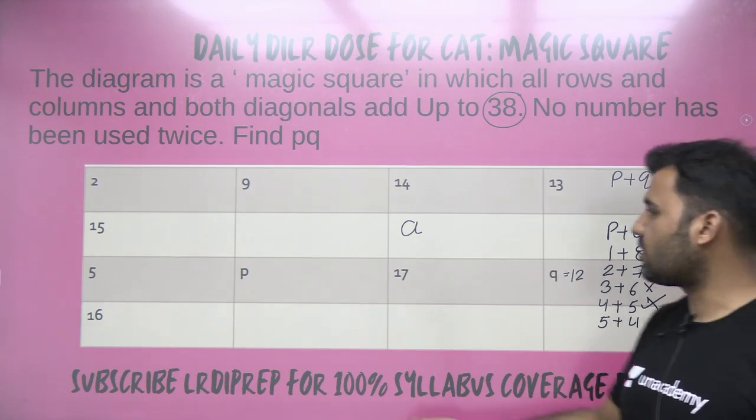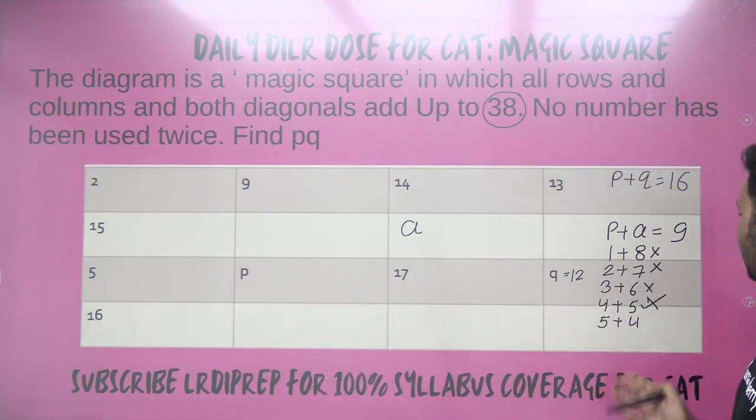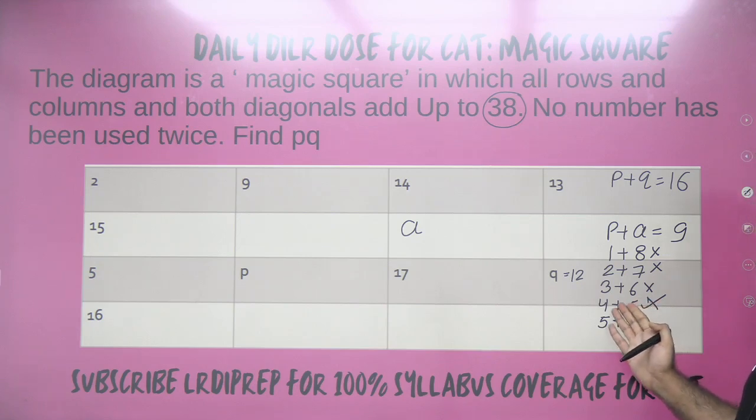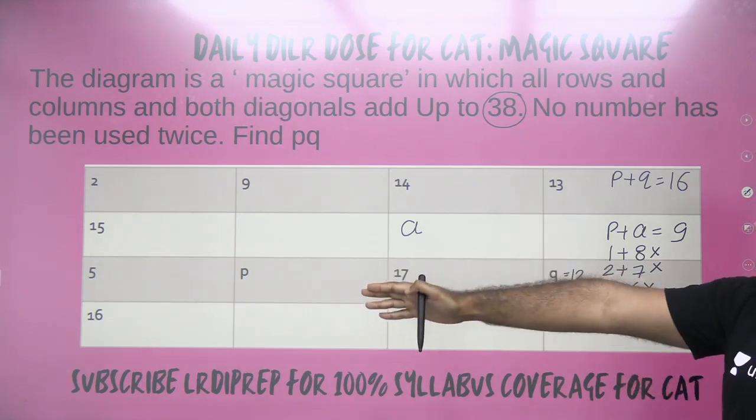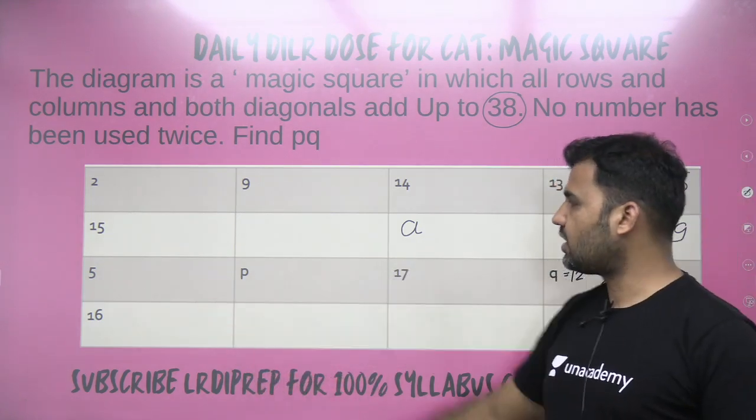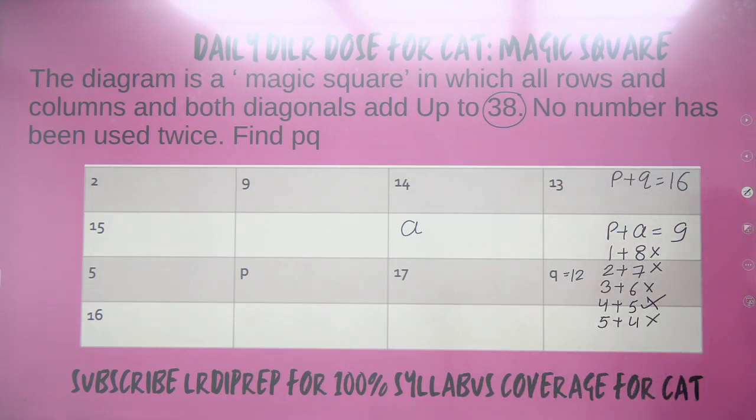5 anyway you cannot use, right? 5 has already been used. So we would have eliminated the option 5 straight away. I missed it, that 5 has already been used here, so 5 is out of the option.